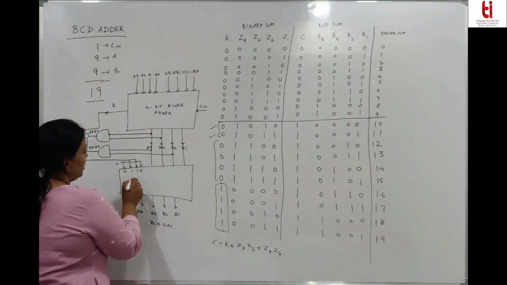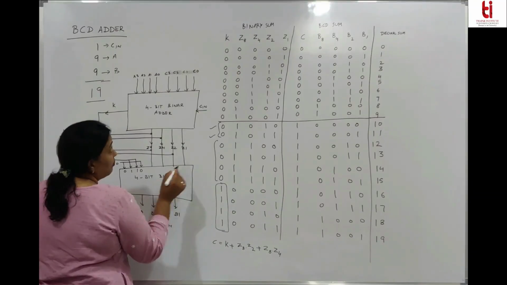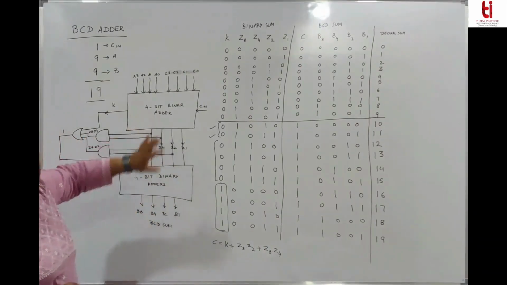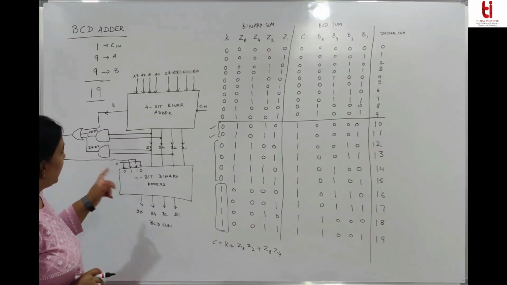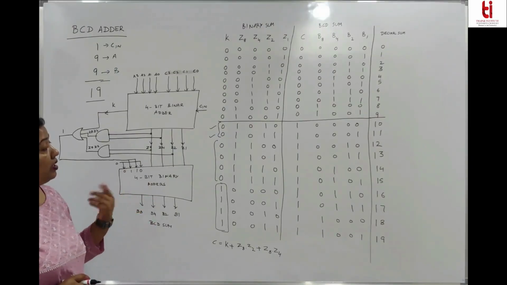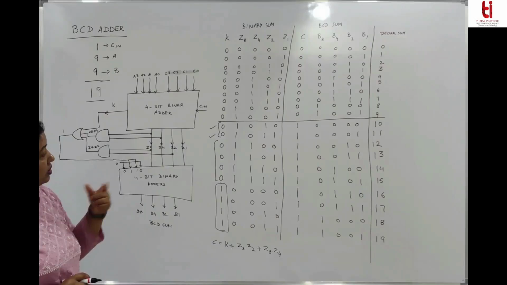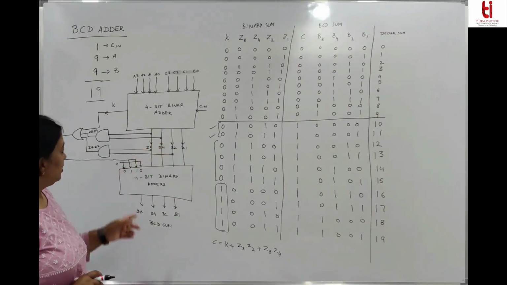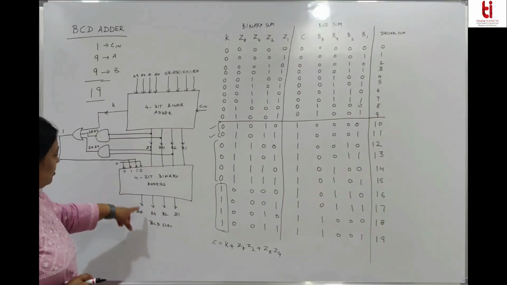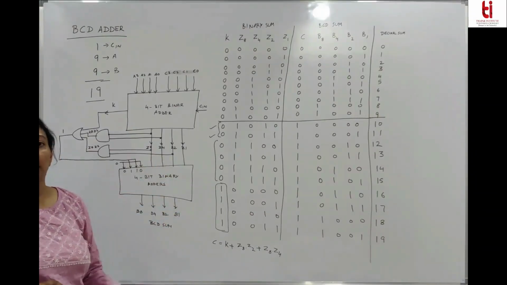There are 2 4-bit binary adders. They are used to convert your binary sum to BCD sum. The first part gives you a binary sum, and then if C is 1, add 6 to the number. So whenever C is 1, you are adding 6 to the number. If it is 0, you will add 0. Your binary sum and BCD sum, they are.